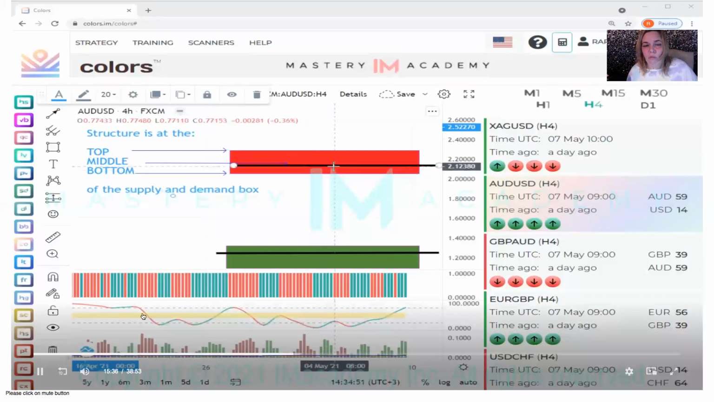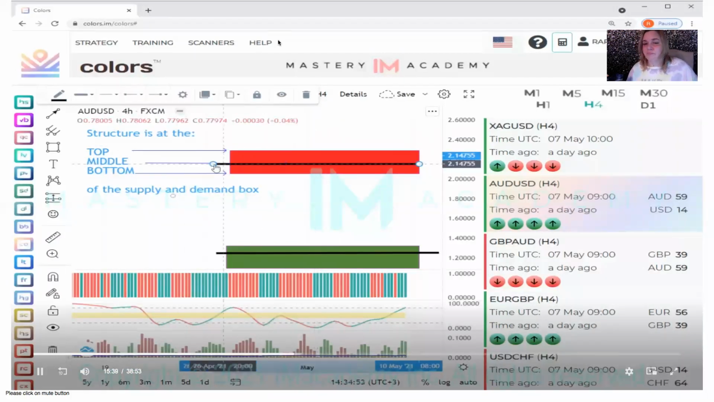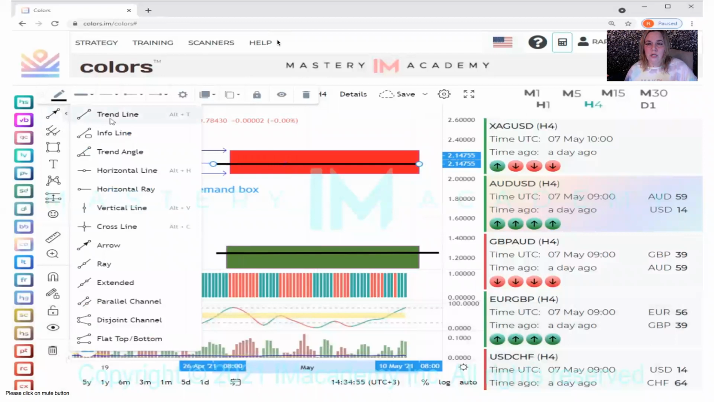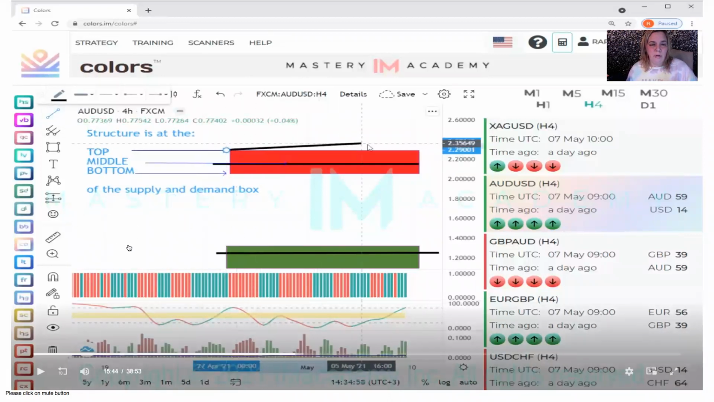So I'm gonna show you. The supply demand is in the middle. It could be structure in the middle. Let's find another structure. Structure on top.